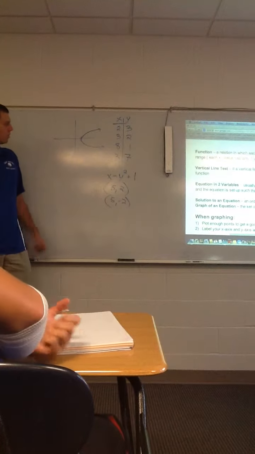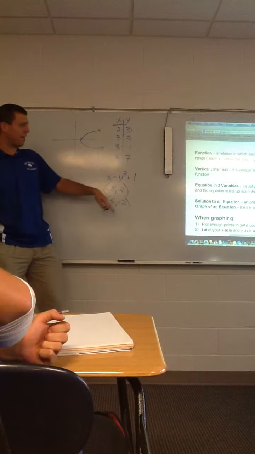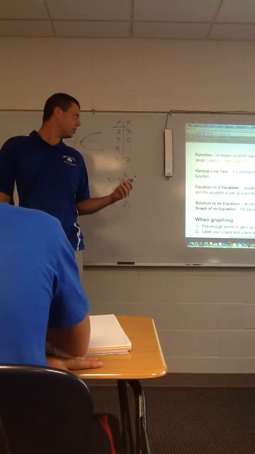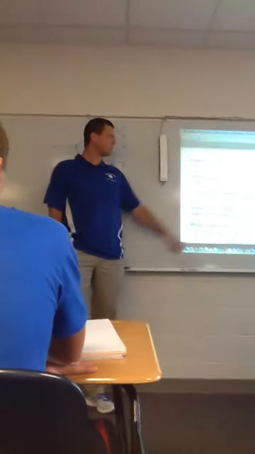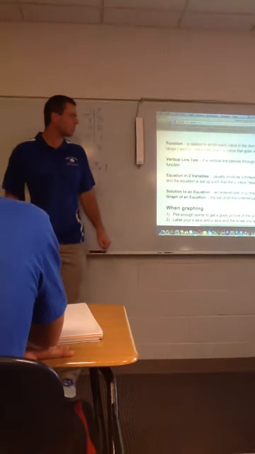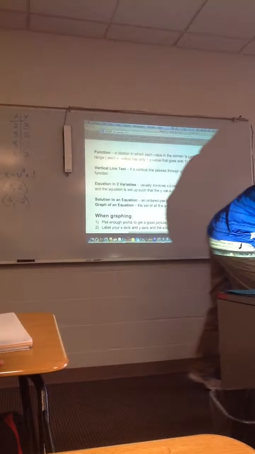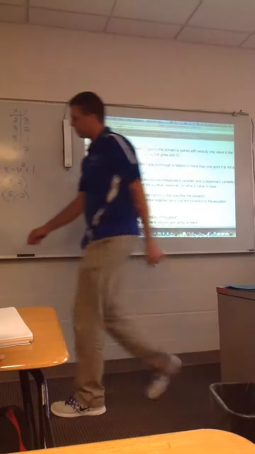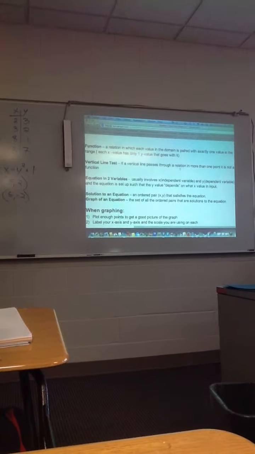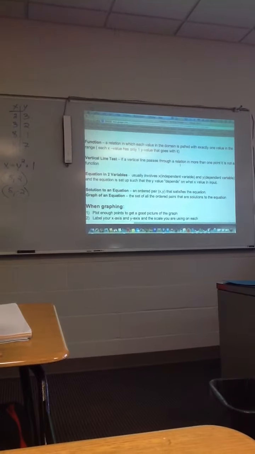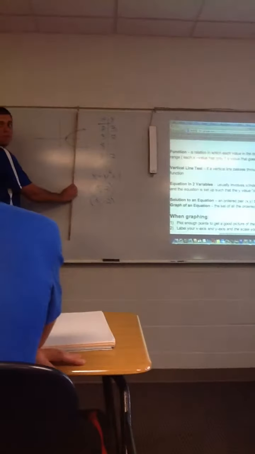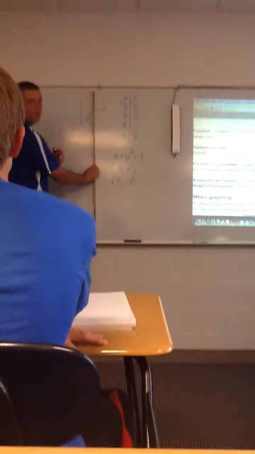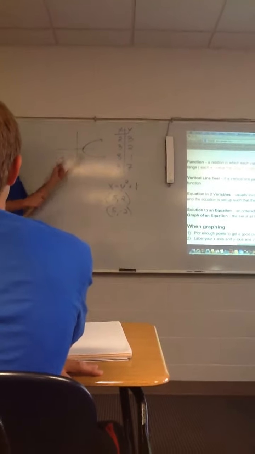So, we talked about whether something is a function or not. You can also do a vertical line test to see whether something is a function. If a vertical line passes through a relation in more than one point, it is not a function. This graph demonstrates that. A vertical line, does it hit the graph twice? Yep, so therefore, not a function, because one x value has 2 different y values that go with it.